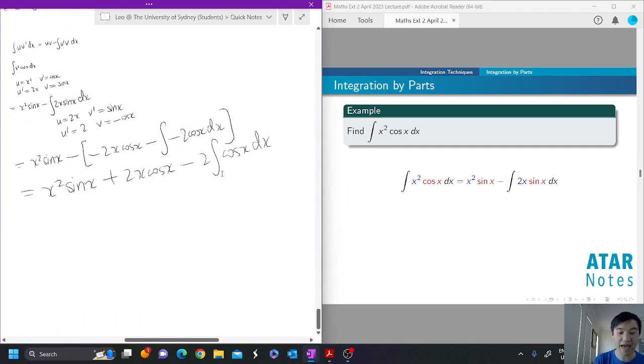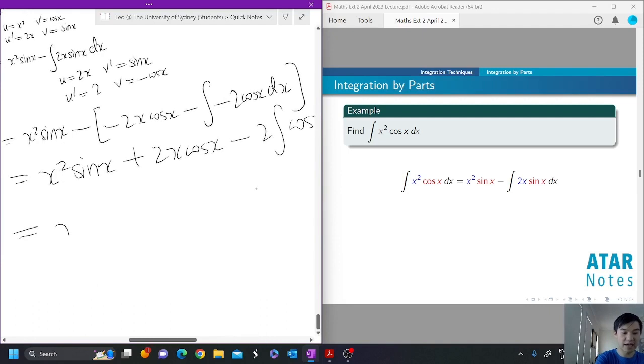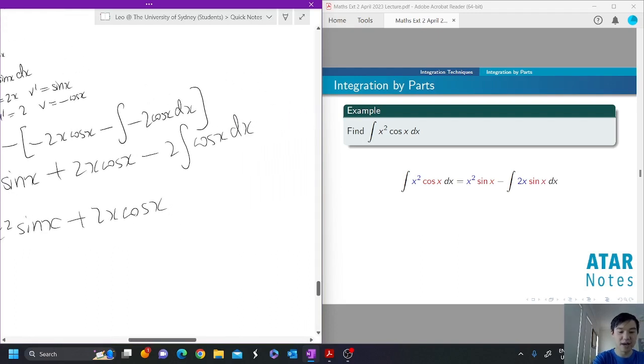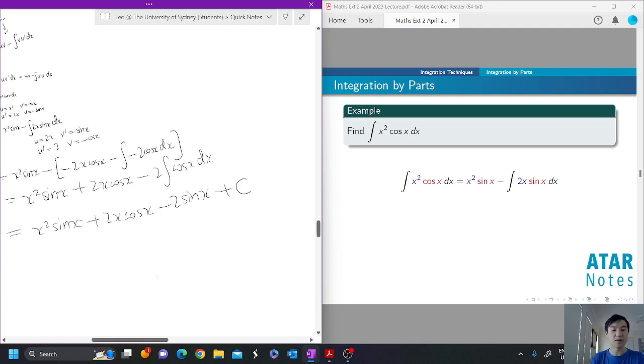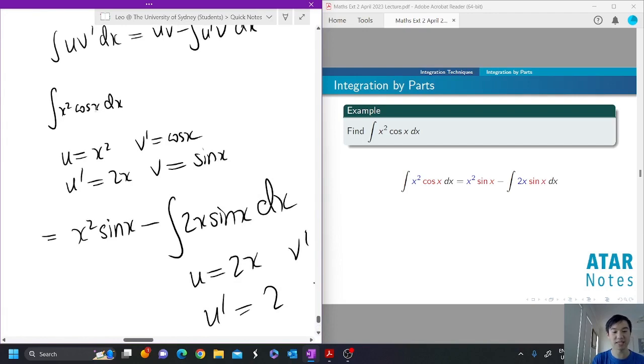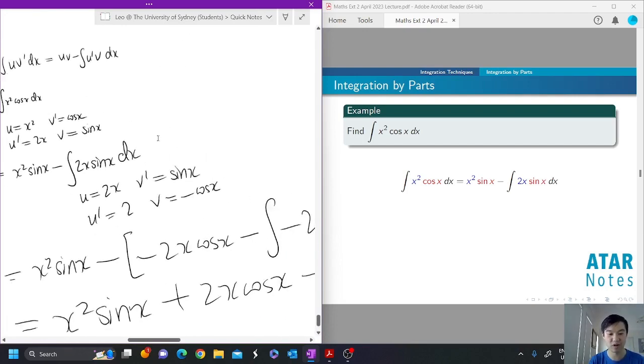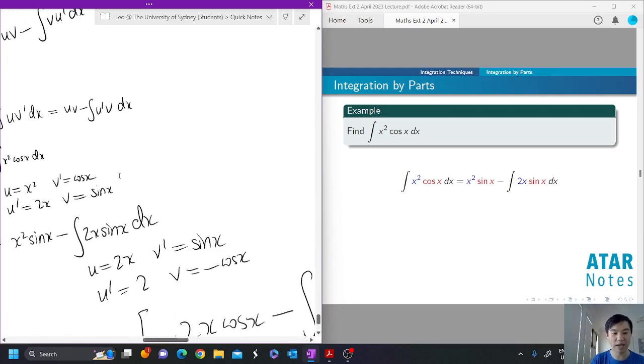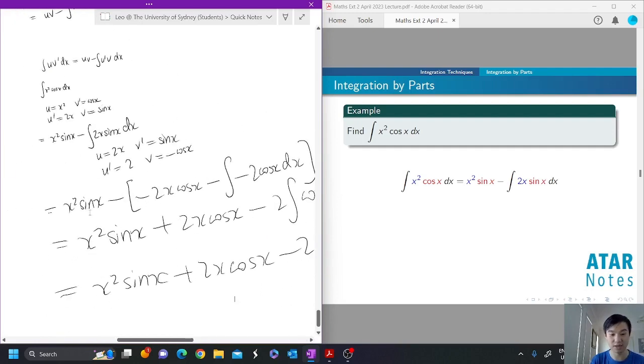Okay, so now this is an integral we know how to solve, because we know the integral of cos is simply just going to be sine. So our final answer is going to be x squared sine x plus 2x cos x minus 2 sine x. And don't forget your plus c, because it's an indefinite integral. So tada, we just integrated x squared cos x using integration by parts. Note how we had to apply it twice in order to get the answer.